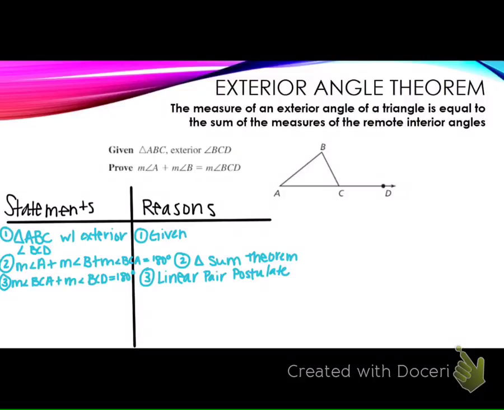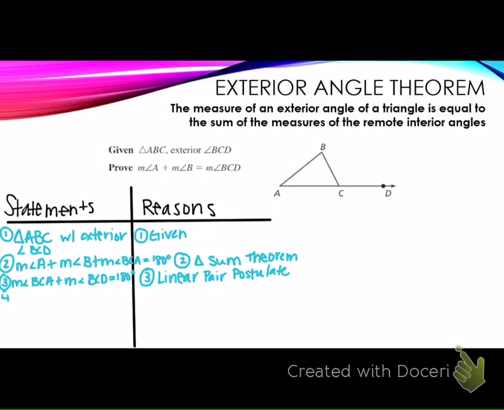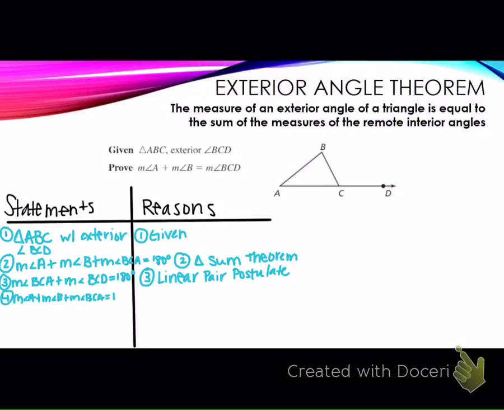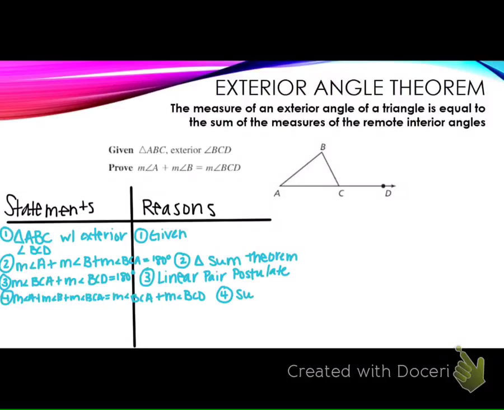They both equal 180. If two things equal the same thing, aren't these two parts the same? So can't we set these two things equal to each other? Okay, so we have the measure of angle A plus the measure of angle B plus the measure of angle BCA equals the measure of angle BCA plus the measure of angle BCD. And that is just by substitution. If two things are the same, you can replace them.